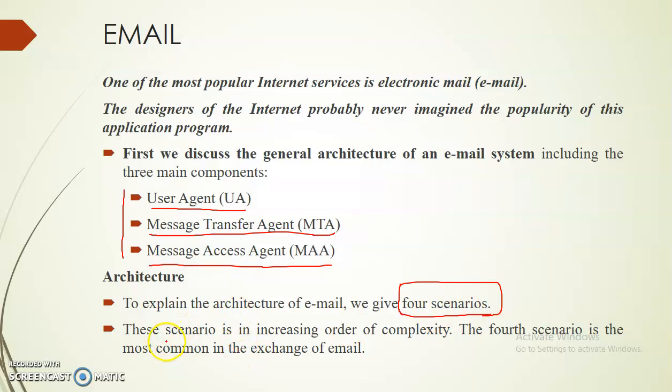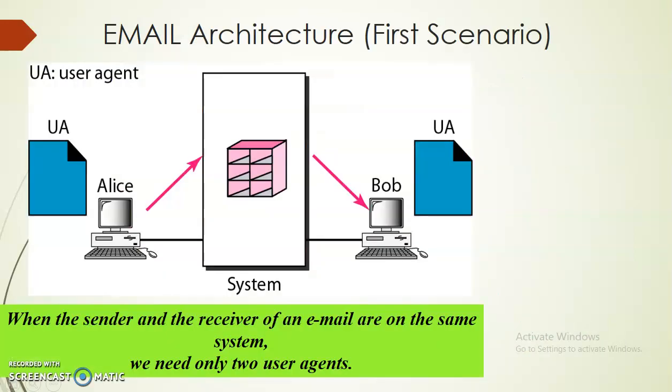We are using four scenarios. These scenarios are in increasing order of complexity. The last scenario is the most commonly used nowadays, right? In the first scenario, what happened? We have one sender. Here Alice is the sender and Bob is the receiver, right?